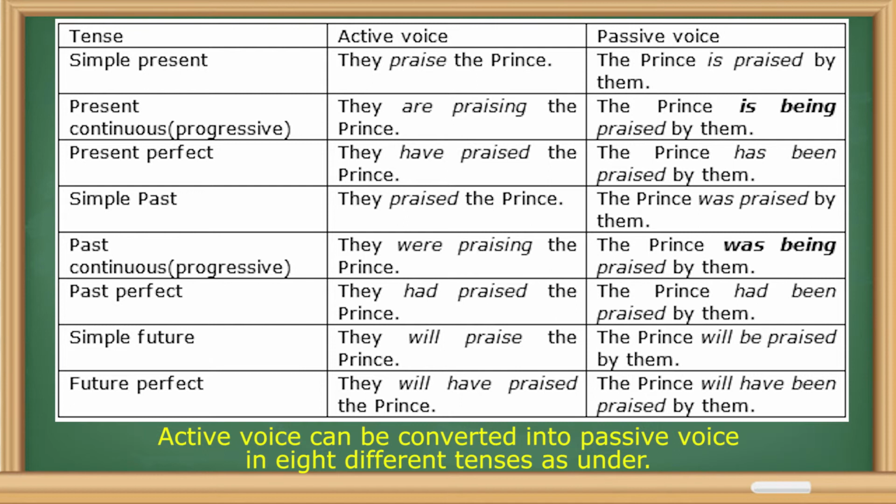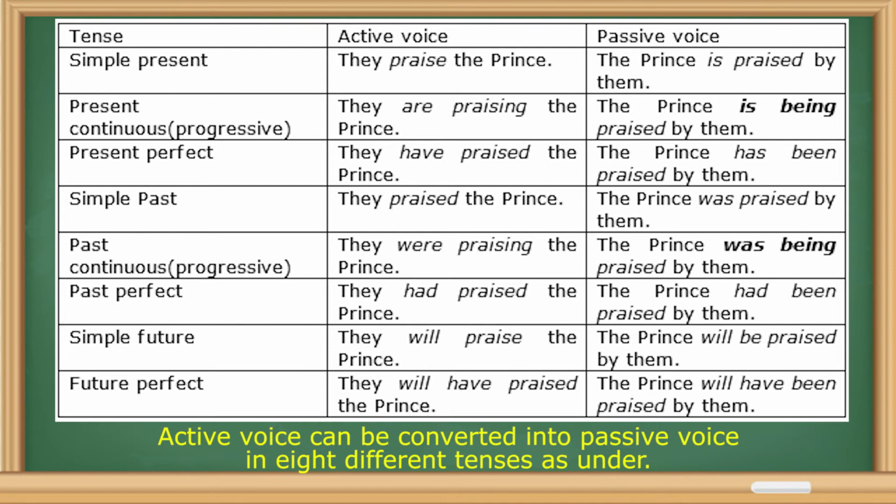Now present continuous means progressive. They are praising the prince. Here one thing is to be noted that whenever there is continuous tense, meaning using ing, in passive you have to use being, B-E-I-N-G.